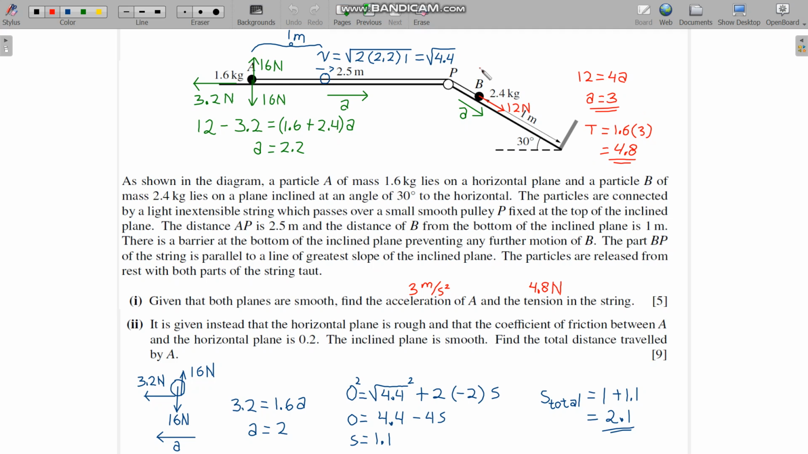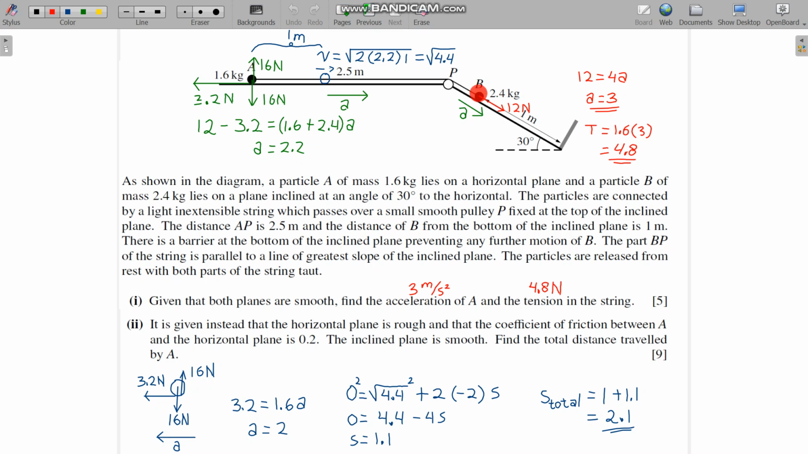It is given that the horizontal plane is rough, with a coefficient of friction, and the inclined plane is smooth. Find the total distance traveled by A, 9 marks. So first of all, we have weight 16 newtons downwards, the normal reaction 16 also because horizontal, and the friction force is 0.2 times 16, which is 3.2 newtons. And here we use the FBD of all again, but this time we have the force which is opposing the acceleration, so the 3.2 is negative and this 12 is positive. Total mass again 4, we get the acceleration.